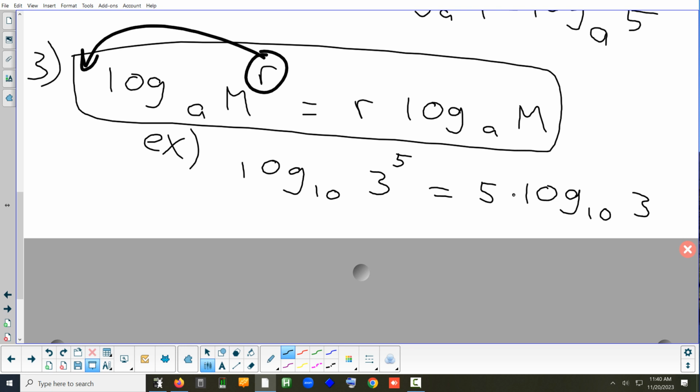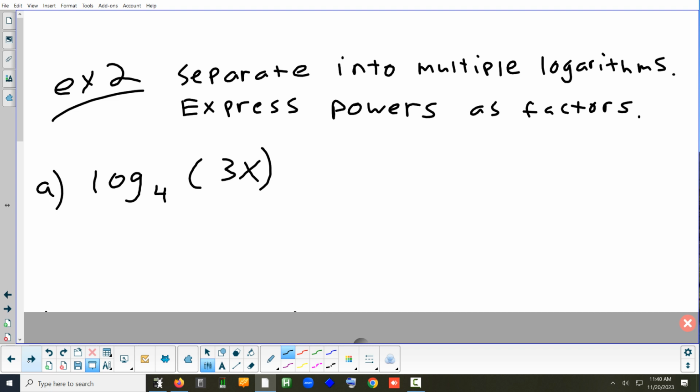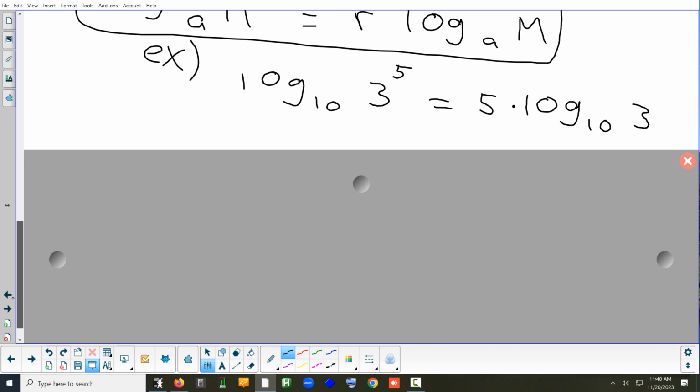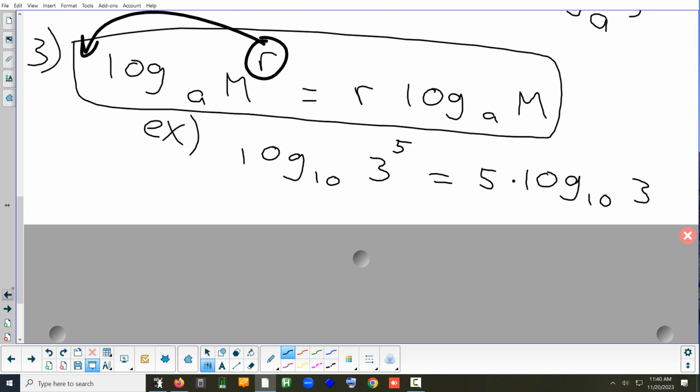Now, when we do problems, sometimes it's going to tell you in the directions, express powers as factors. That means do exactly what we did in Rule 3. Put the powers in front. I said express powers as factors, and you left this as a final answer. That would be wrong. You might look at it and say, well, there are no powers there.